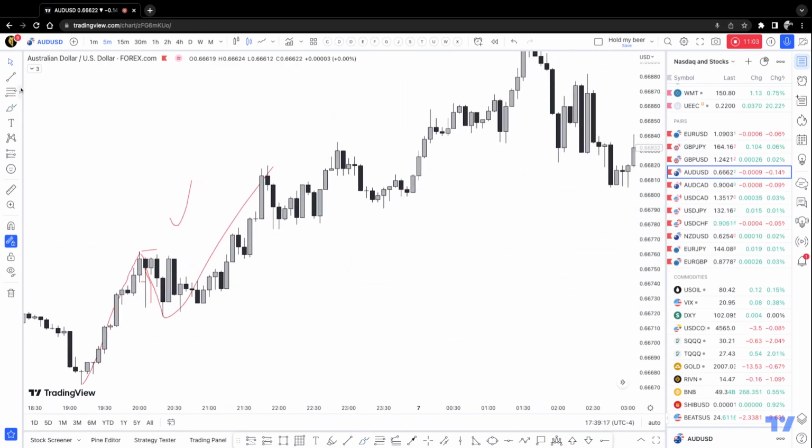Now, the last candle high was right here. The last candle low was right there. Price is pulling back, sweeping that, and then pushes up, okay? Valid pullback, all right?